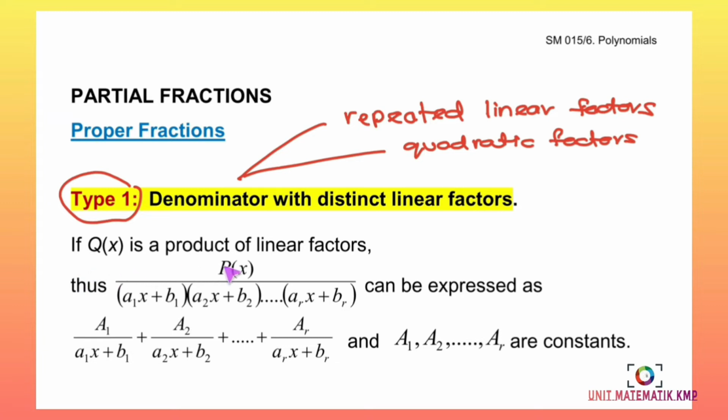Okay, if q(x) is a product of linear factors, thus p(x) over (a1x plus b1) times (a2x plus b2) times ... times (arx plus br) can be expressed as capital A1 over (a1x plus b1) plus capital A2 over (a2x plus b2) plus until plus capital Ar over (arx plus br), whereas A1, A2 until Ar are constants.